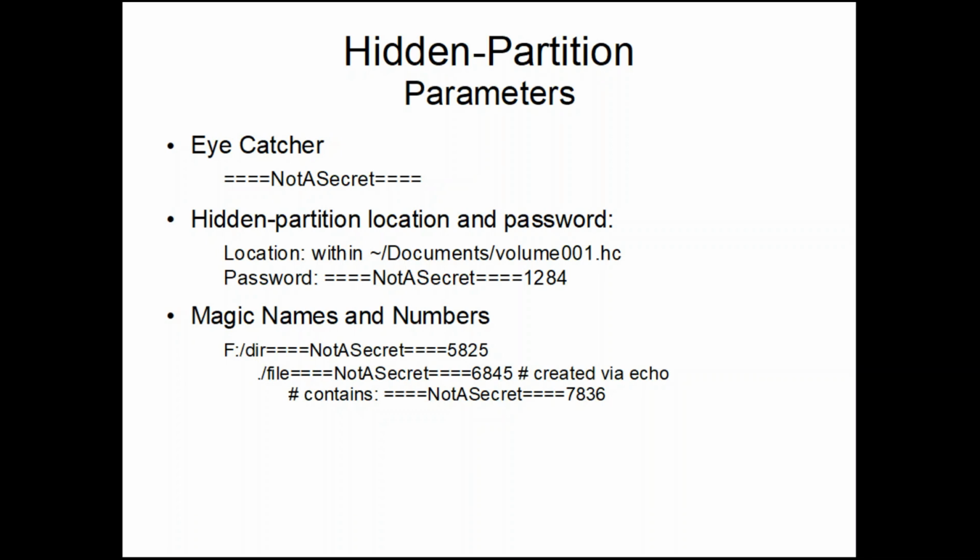In this case, I'm not going to take a lot of time to actually populate the thing, but I will mount it to the F drive. I'll create a directory, and then I'm just going to use the echo command to create a file that contains not a secret here. Okay, so let's jump on over to the VM.